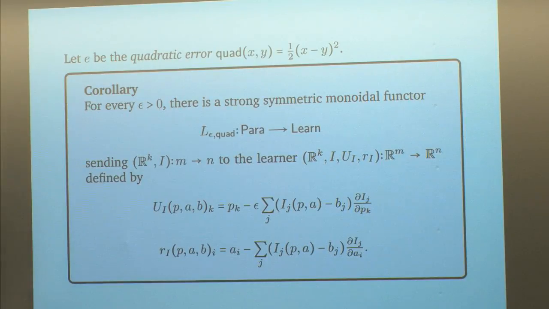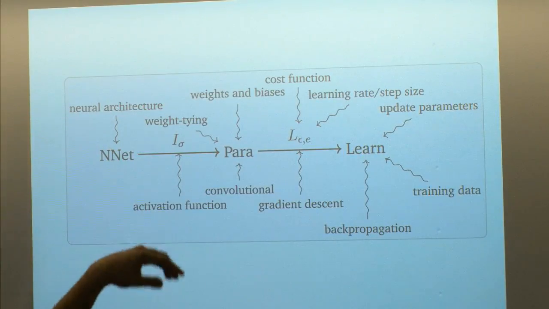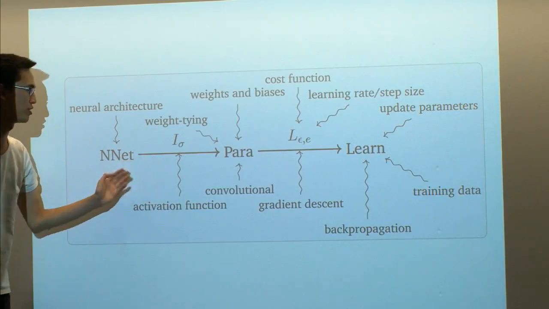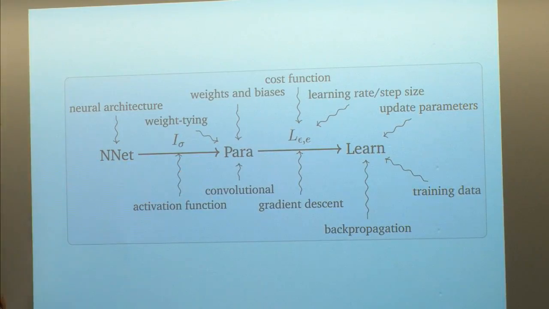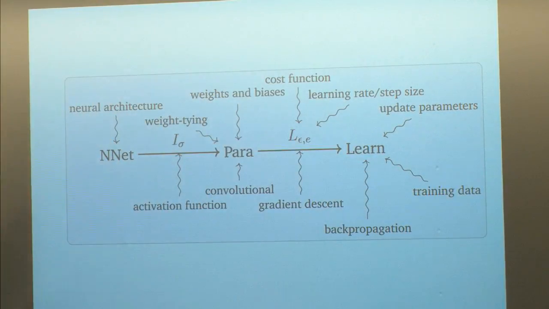OK, so I won't dwell too long on this slide, but here's an image that David Spivak likes, that just summarizes all these buzzwords or technical terms you see associated with machine learning and identifies them at different points in the structure. So I don't know, the activation function is something that allows you to take a neural net and turn it into a parameterized function. But actual backpropagation is something that happens over here in this structure where we learn.